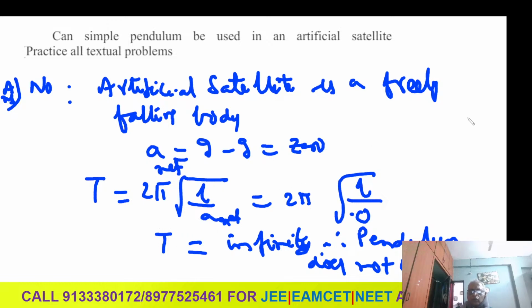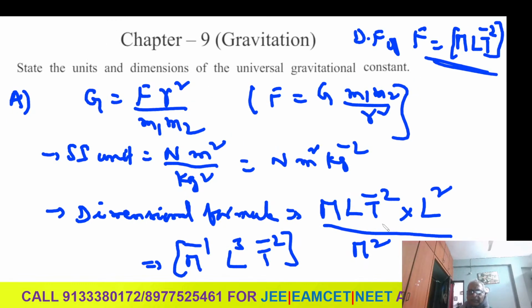Dimension formula: the force dimension formula you have to remember, M L T to the power minus 2. Or you can derive it from mass into acceleration, but that is difficult, because you should know acceleration is L by T square, changing velocity by time. It will take some time. So if you remember the force dimension formula, it is very safe. M L T minus 2, distance L square, by M square. M power 1, M power minus 2, so M power minus 1, L into L square, L cube, T to the power of minus 2. That is the dimensional formula.